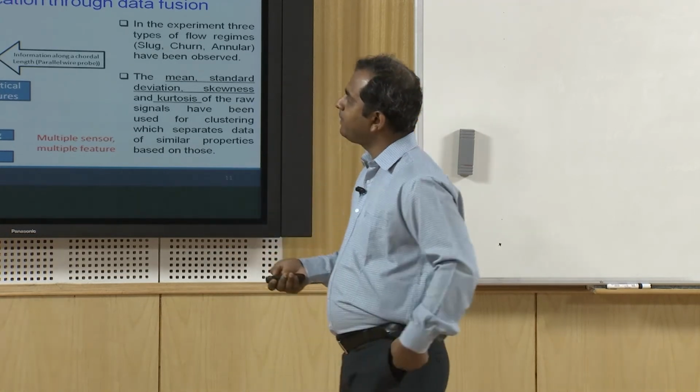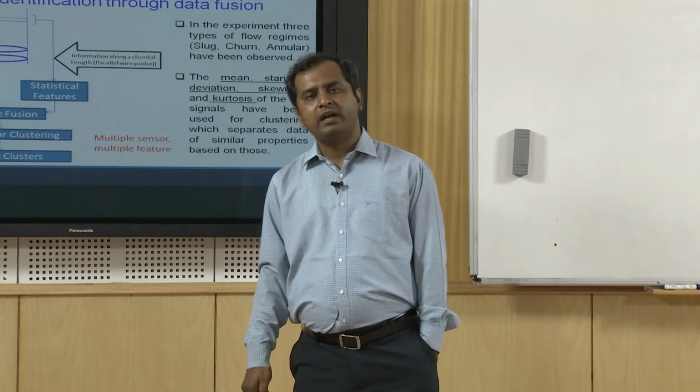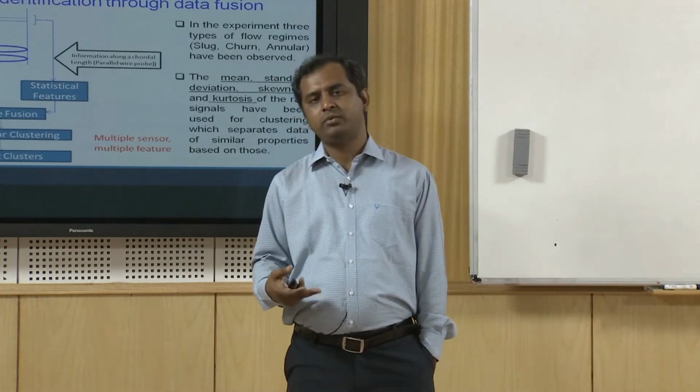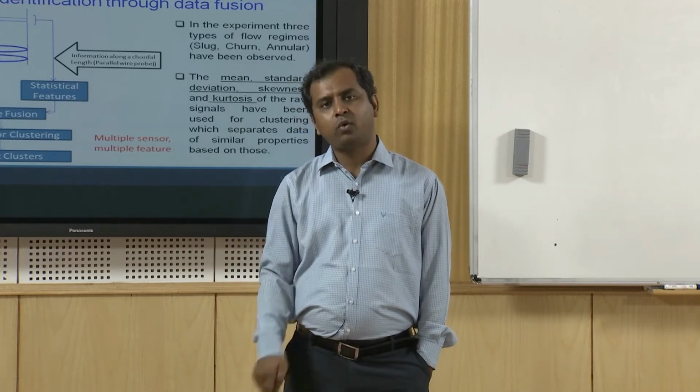We will call this one the ring probe, and we will call these two the parallel wire probe. Using both pairs of probes, we will find out the statistical features, and then using these statistical features we will go for some fusion. What the fusion technique will be is a matter of research; depending on the flow regime you are studying, the technique of fusion will vary, and sometimes it will vary with the flow rates also.